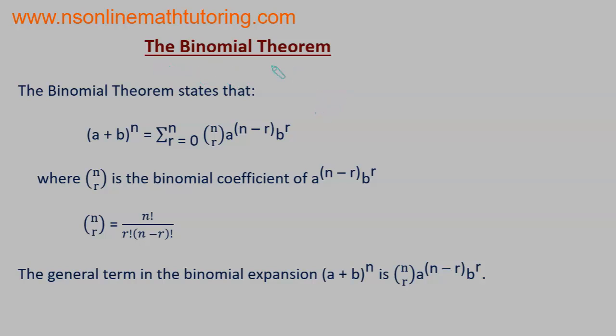The binomial theorem. We have learnt about the binomial expansion previously, and we had seen that when we have the binomial expression a plus b raised to the power of n, the binomial expansion will contain n plus 1 terms. The power of a will start with n and end with 0, decreasing in steps of 1. And the power of b will start with 0 and end with n, increasing in steps of 1.